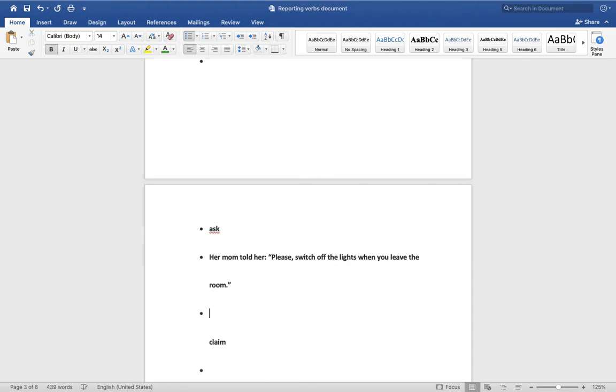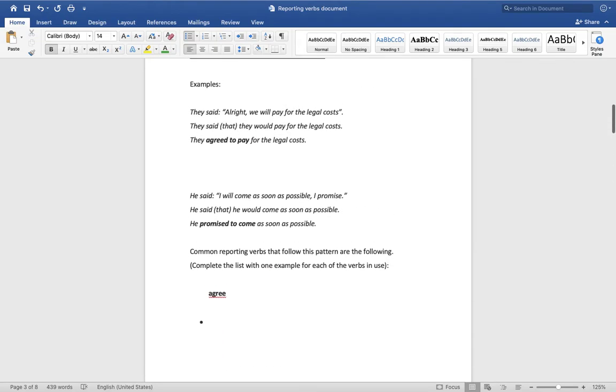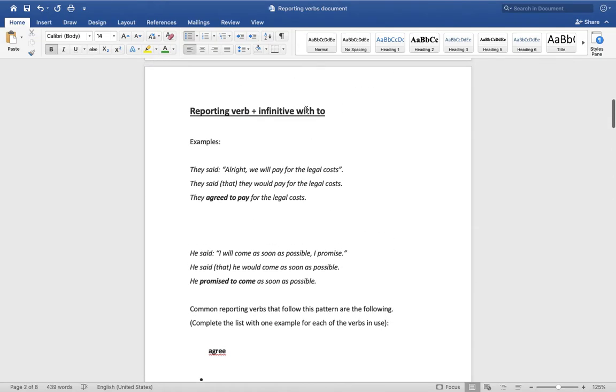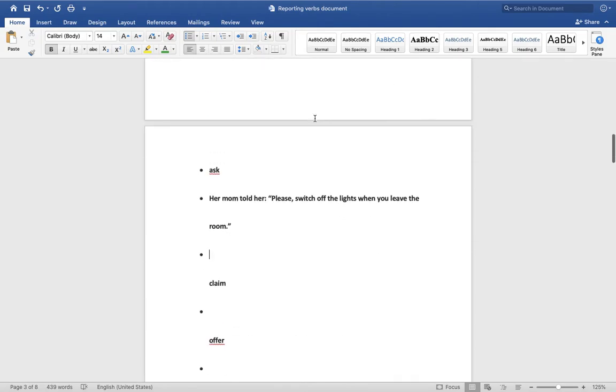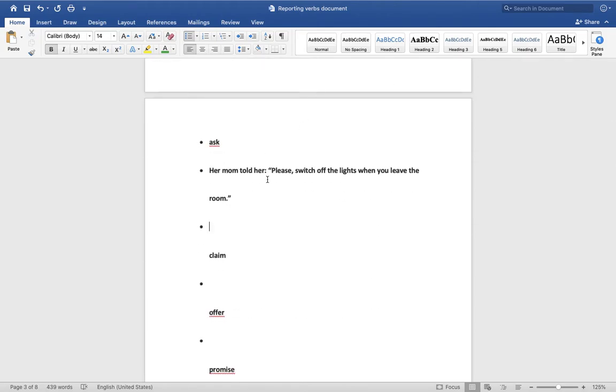Now, in reported speech with ask, right? And following the pattern here, because ask belongs to this group, I have to use a reporting verb plus the verb in infinitive with to, right? So, her mom told her, please switch off the lights when you leave the room. Su madre le dijo, por favor, apaga las luces cuando te marches de la habitación.